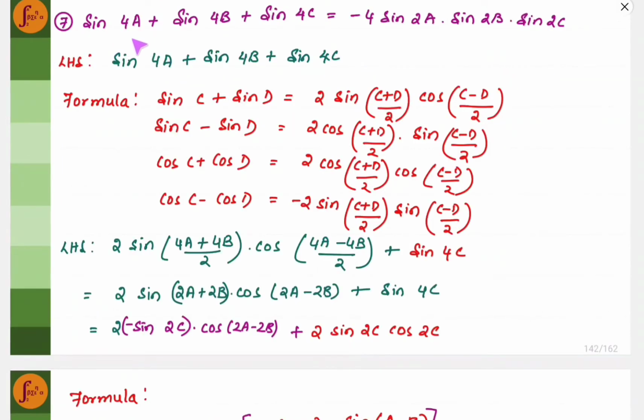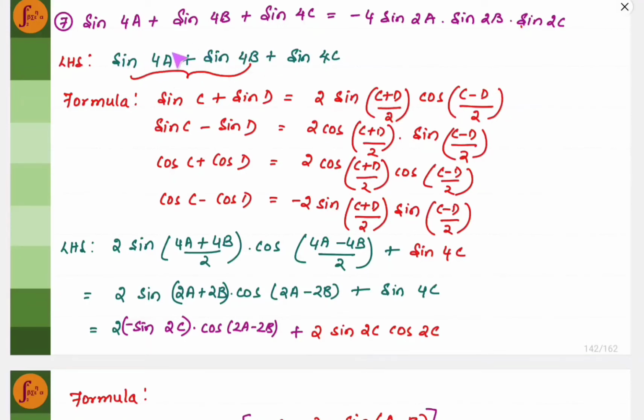Now let's go to another problem where we have to prove that sine 4a plus sine 4b plus sine 4c is equal to minus 4 sine 2a into sine 2b into sine 2c. Now same steps, right? We'll take these two terms. We'll apply the transformation formula based on addition. So we have sin c plus sin d is 2 sine into c plus d by 2 into cos c minus d by 2. Remember, this is the first formula.